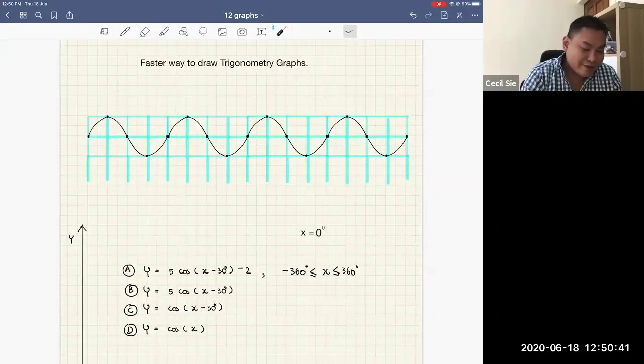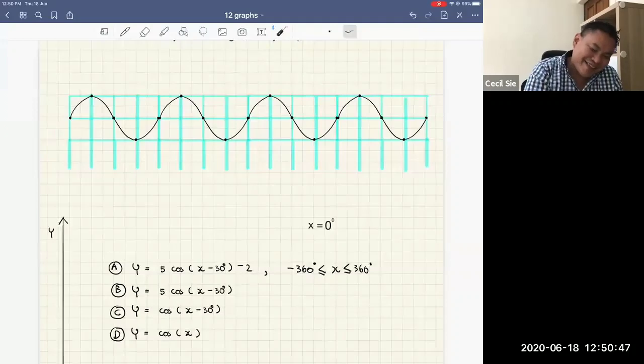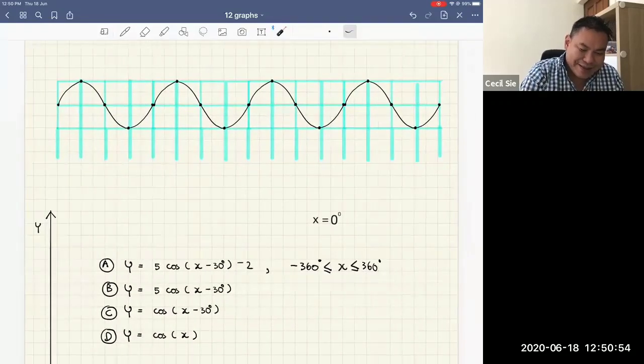And we are going to use a very simple example, right? No, not so simple actually. A little bit complicated, but I'm going to show you how simple it is to solve, to sketch this graph.